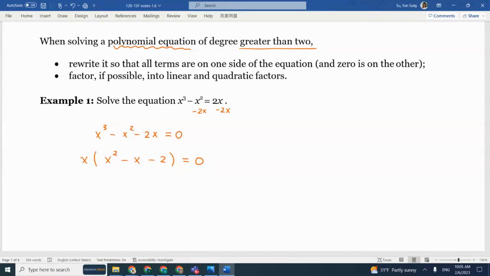And then we ask, can we factor this further? If you can factor it, that's good. If you don't know how to factor it, it's okay. You can use the quadratic formula on this quadratic factor. Is that clear, everybody? Do you know how to factor it?